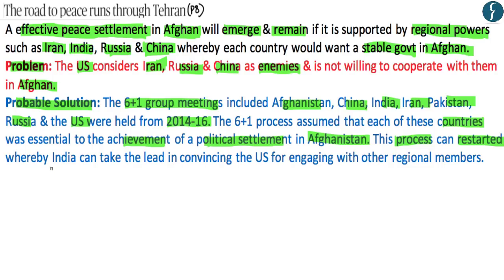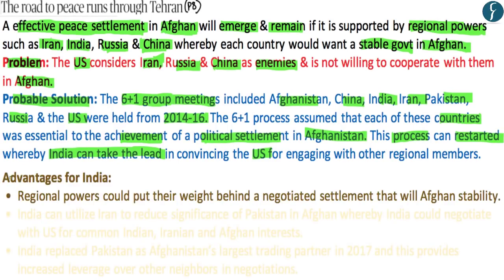And within that context, the author has highlighted that India can take the lead in convincing the United States to engage with Iran, Russia, and China, and again hold meetings of the 6 plus 1 group. Now, within that regard, the author has given 3 advantages for India, whereby if India is able to convince the United States to engage with Russia, China, and especially with Iran to form an effective peace settlement for Afghanistan, then firstly, it could lead the negotiated settlement that is being formed for Afghanistan to have the support of the other regional powers.